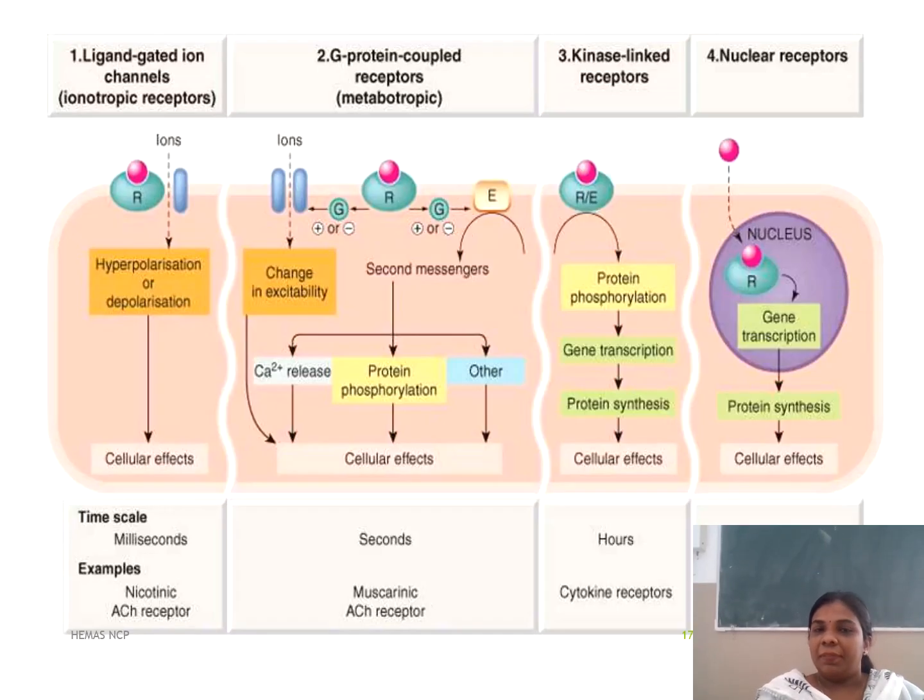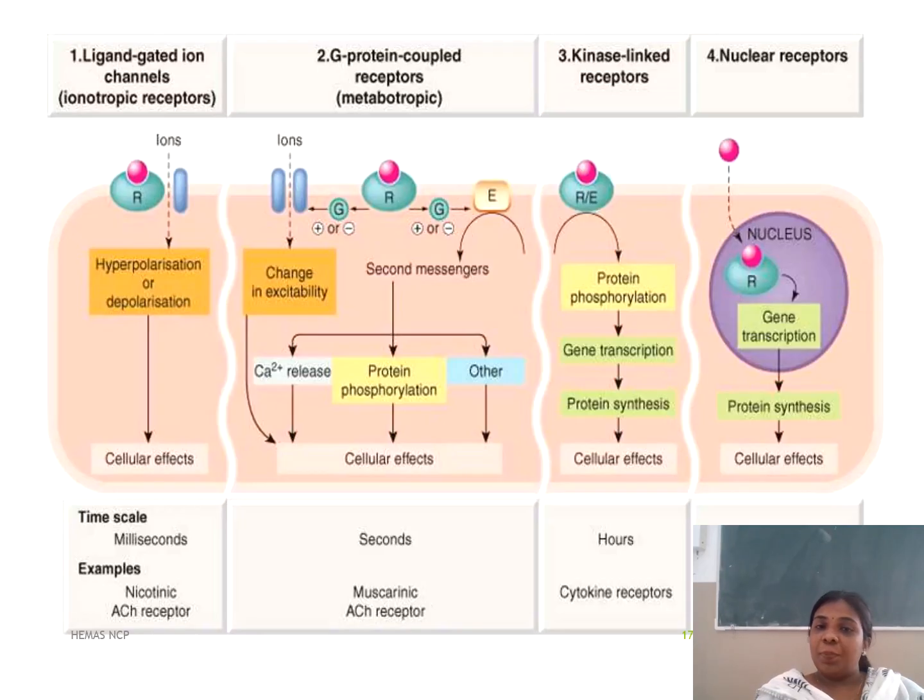The effects are depolarization, hyperpolarization, and rapid synaptic transmission. The time scale is milliseconds, which is very fast. Examples are the nicotinic acetylcholine receptor, GABA A receptor, and NMDA receptor. The ligand-gated ion channels are a target for specific types of drugs such as anesthetics, sedatives, muscle relaxants, etc.